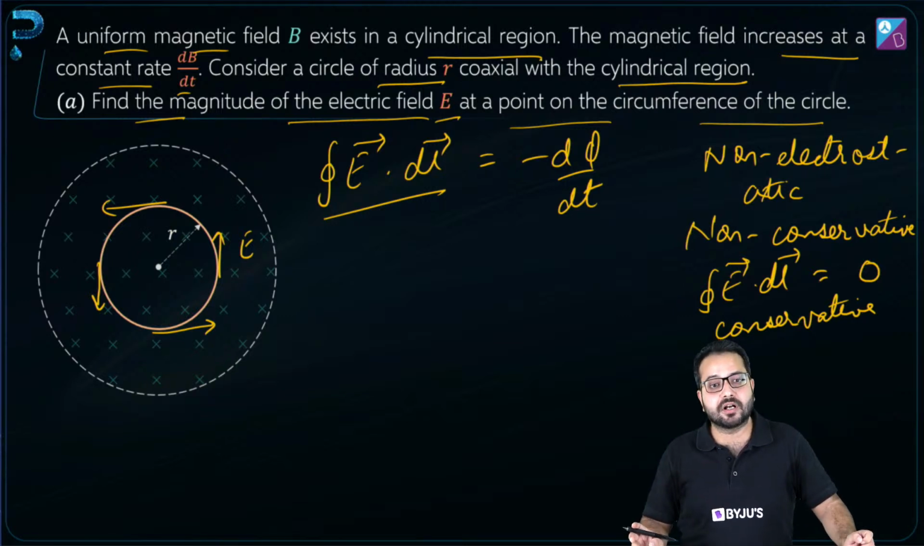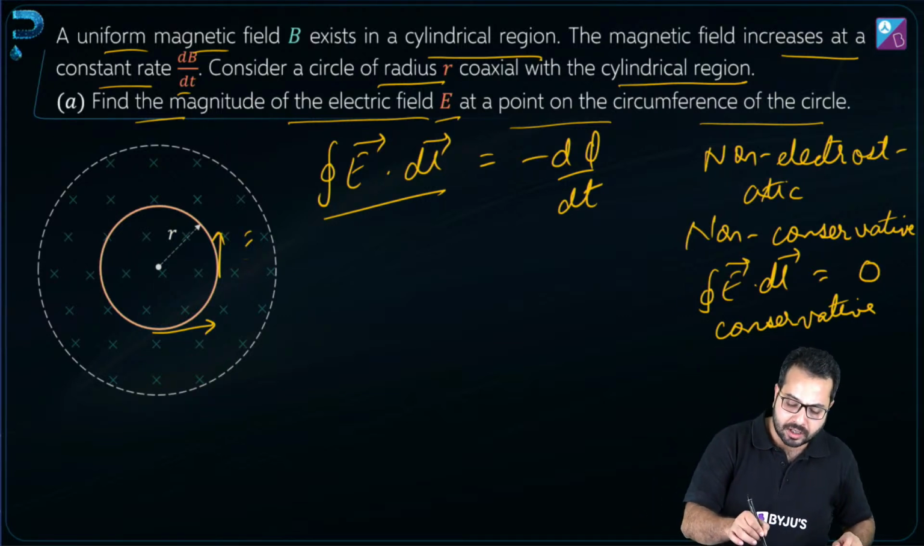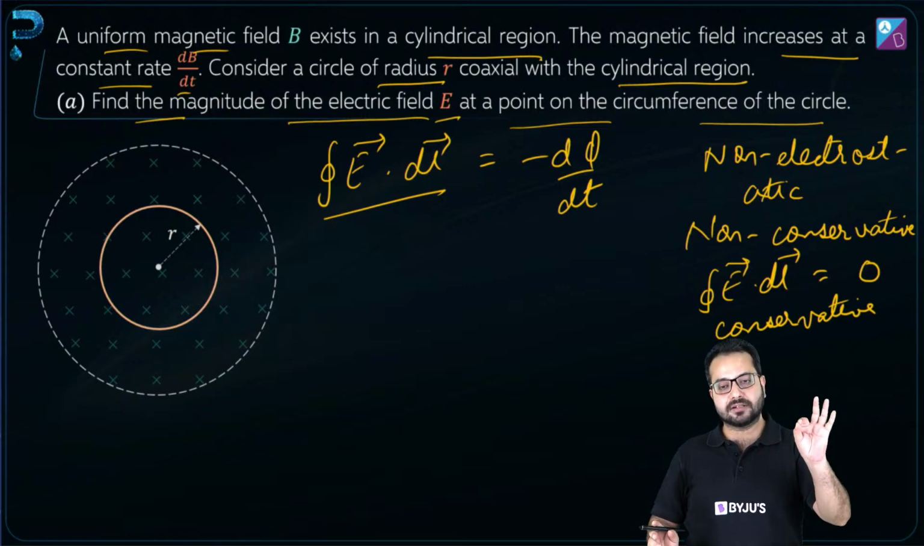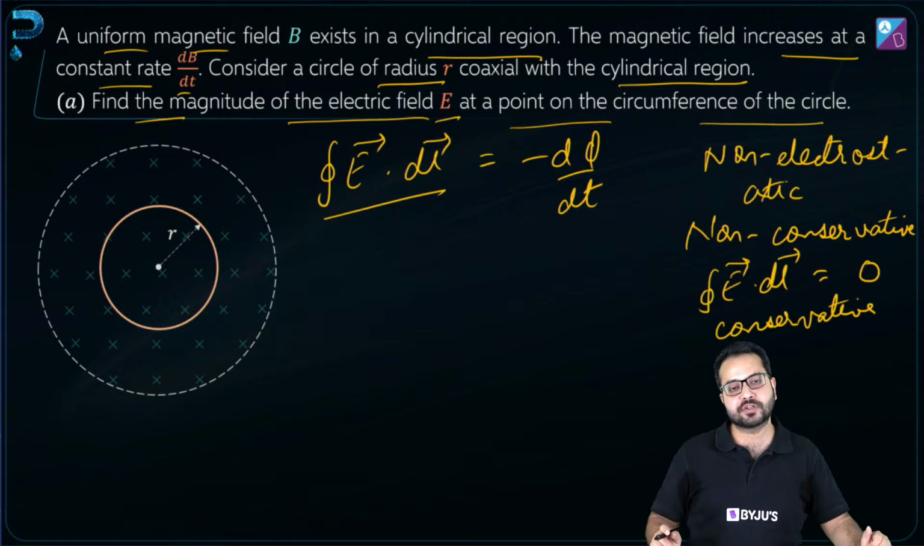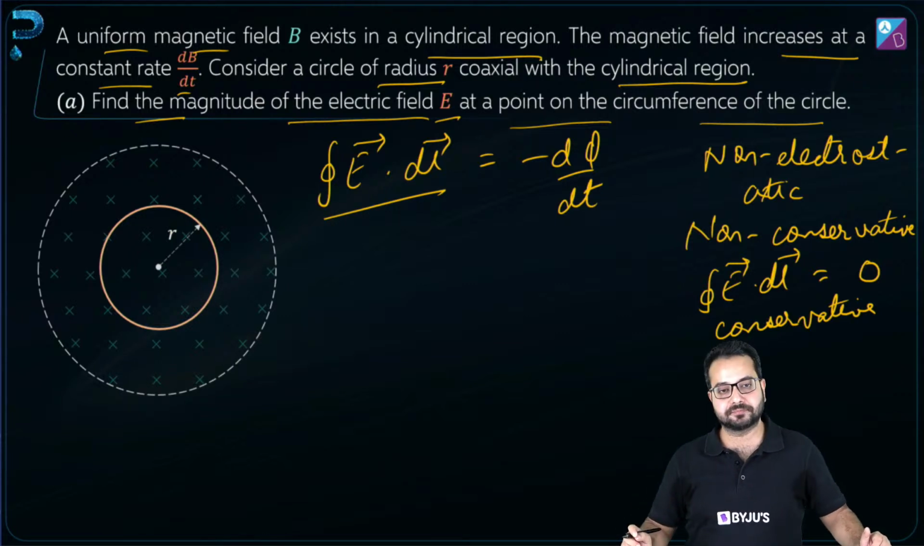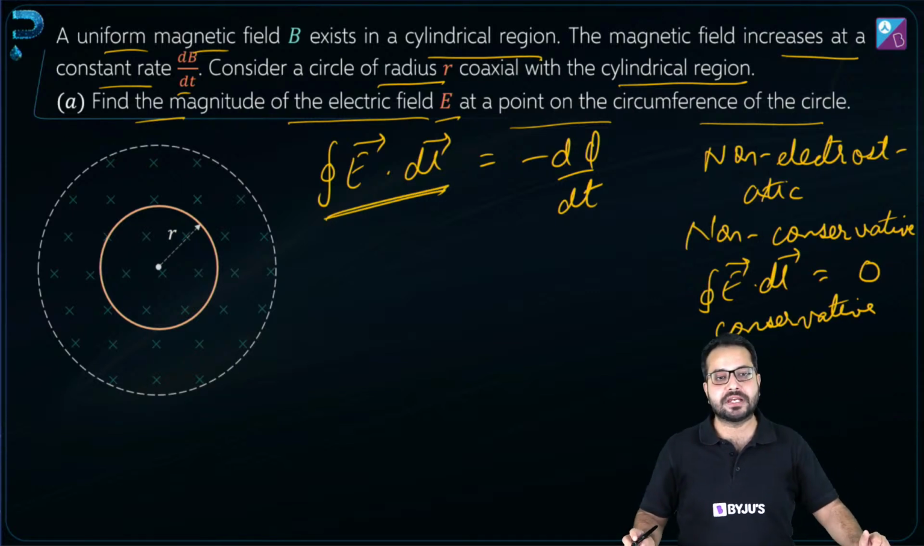Alright, direction, Arshita, we are going to talk about the direction very soon. Don't worry about it. What I want to know from you guys is, is it clear that the electric field is going to be tangential to this loop, and the magnitude of the electric field is going to be the same throughout, at any point? Alright, now what we have to do is the closed integral of E dot dl.